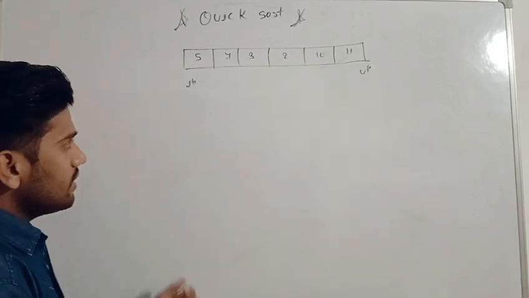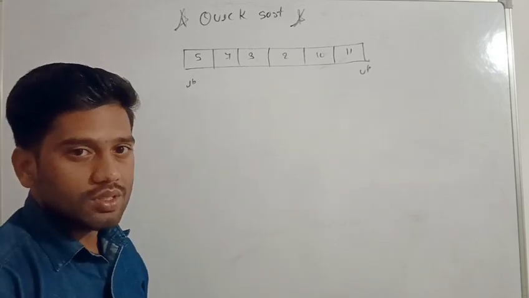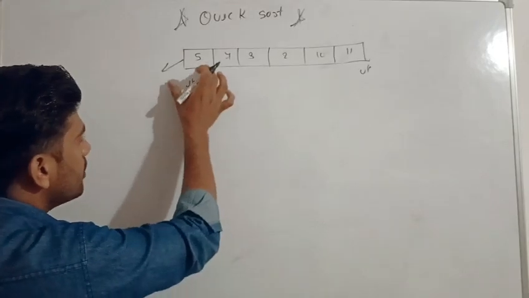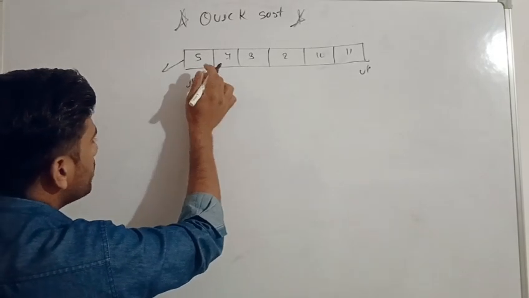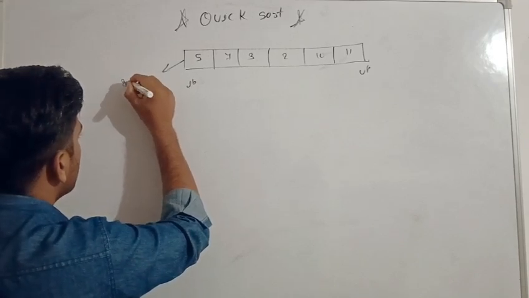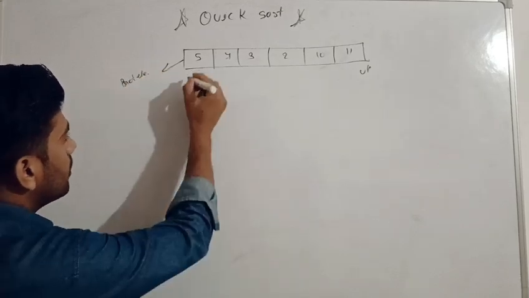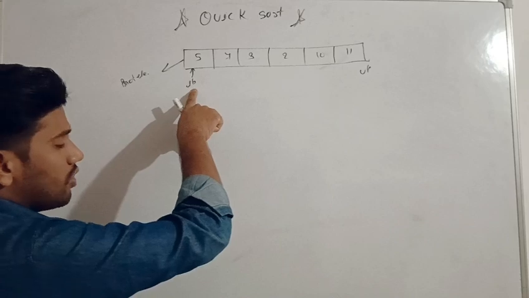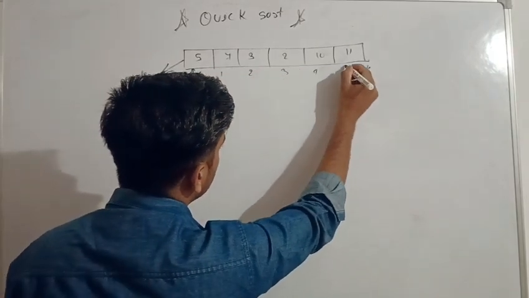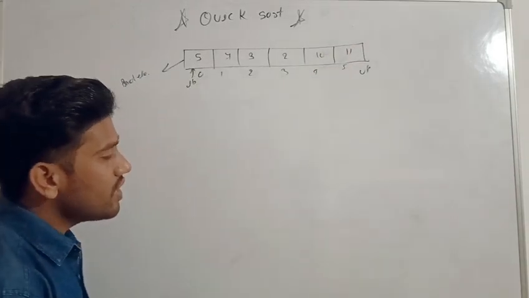The second step is to set a variable as the pivot element. Here we can set the pivot element at the lower bound. The lower bound is indicating index 0, and the array has indices 0, 1, 2, 3, 4 and 5, and the upper bound is indicating the last of the array.